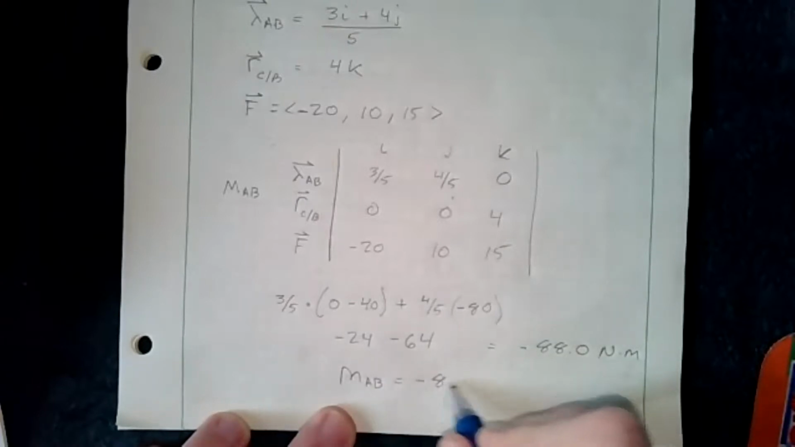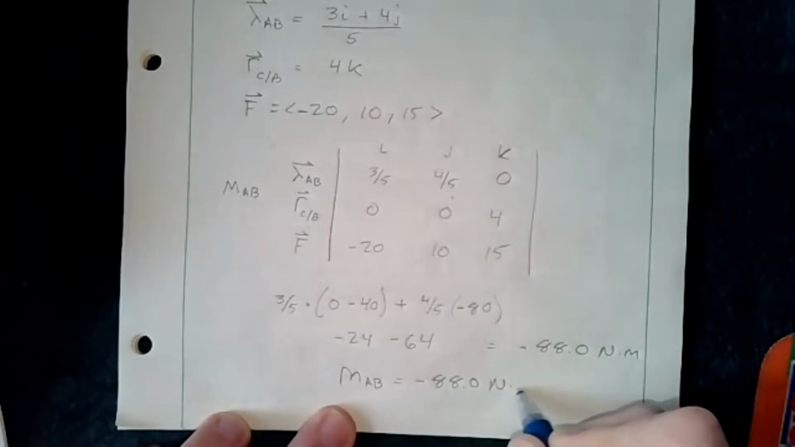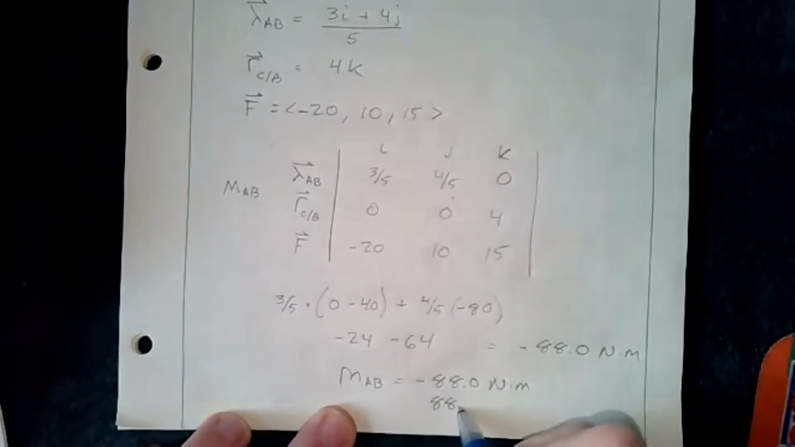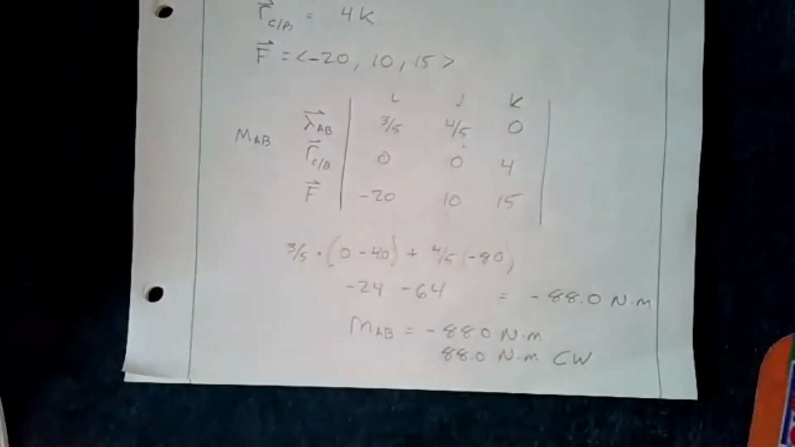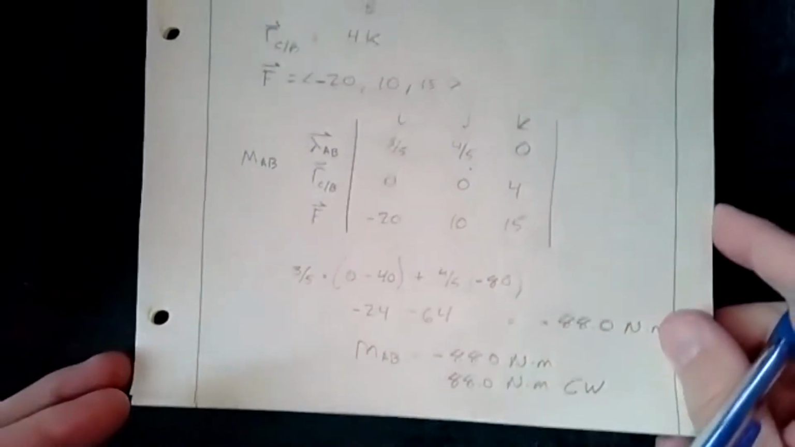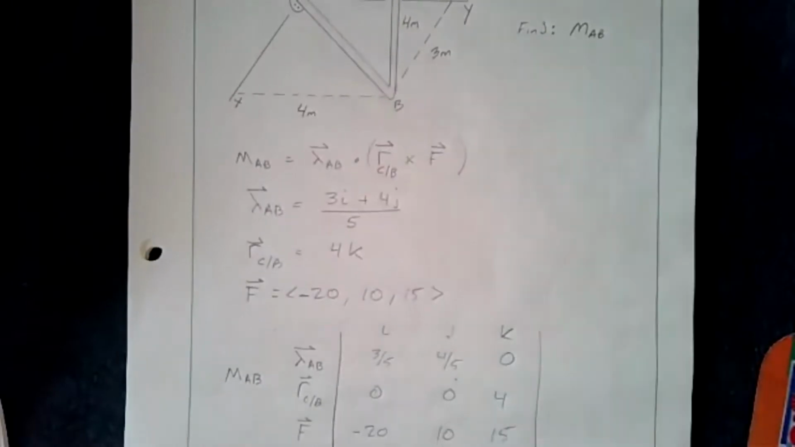All right, so the moment projected, the scalar value of moment AB, is equal to, you can either write it as -88.0 Newton meters or 88.0 Newton meters clockwise. And that's that. So a comment on this is that no matter how complicated this thing is, it's still done the exact same way.